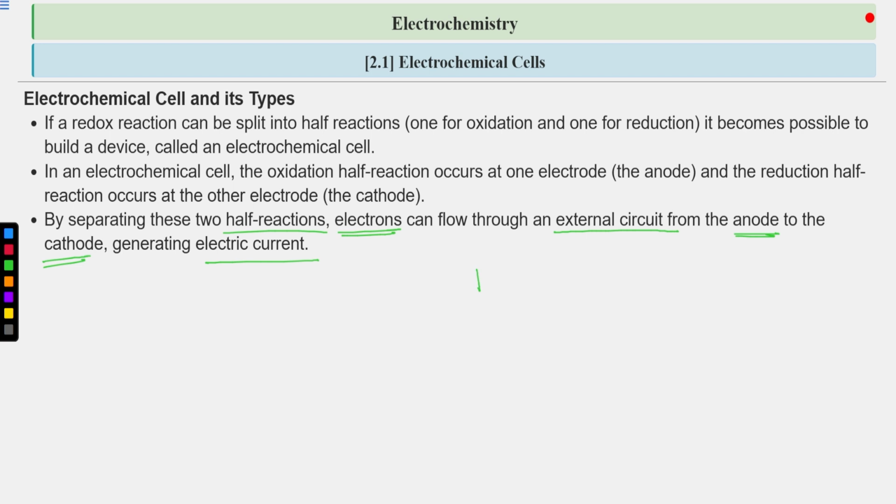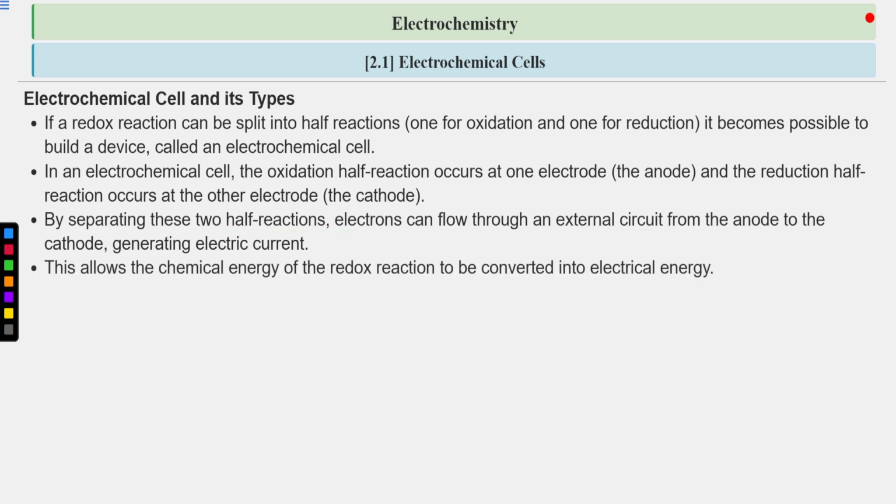Okay, if we have an anode here and we have a cathode here, they are connected with a wire, and the current is flowing from the anode to the cathode. Okay, this is the cathode, this is the anode. In the case of an electrochemical cell, the electrons flow through this external circuit from the anode to the cathode, generating the electric current.